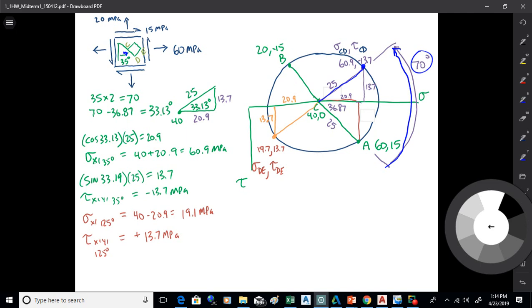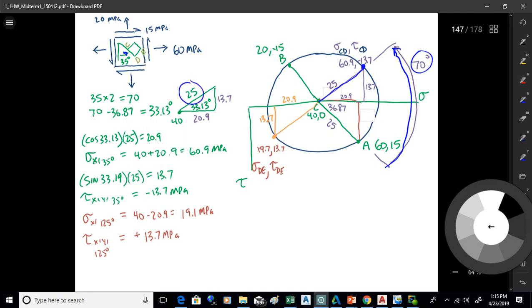The way we do it analytically is we take another triangle. That's how you work with the angles on this stuff: you work with triangles. We want a right triangle, so we have a hypotenuse, an angle, and an x and a y side. The x and y sides will help us find the normal stress and the shear. The hypotenuse of the triangle is the radius of the circle, 25.